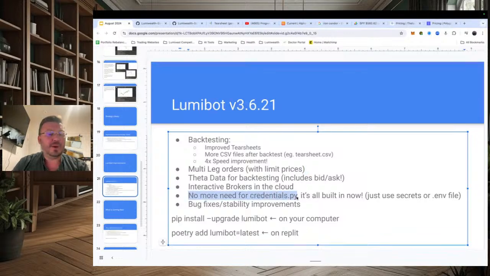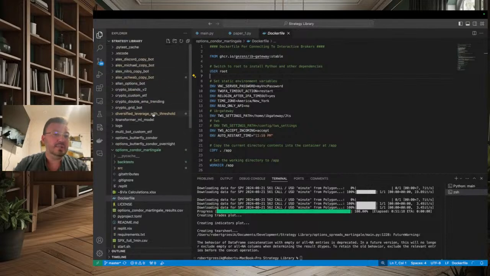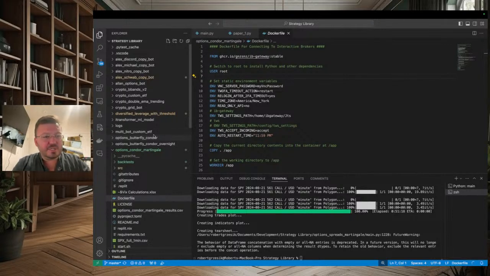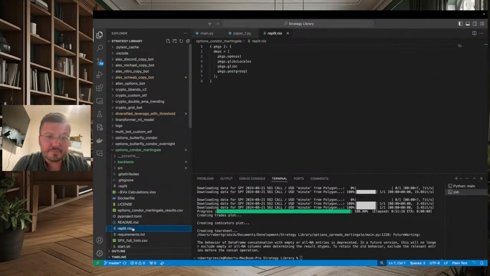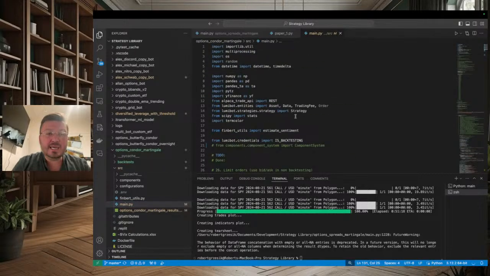There's no more need for credentials.py files. You may have noticed that we've started deleting them across the board. We haven't deleted them everywhere yet. But let's say, for example, in our Condor Martingale, I'm most familiar with this. Notice, first of all, it's not anywhere in the SRC folder. There's no credentials.py anymore. Instead, you can go from lumibot.credentials and load all that stuff up that you had before, right? So I could load in is_backtesting, or I could load in the ThetaData config. I could load in all that kind of stuff from lumibot.credentials. I don't have to have a separate credentials.py file.